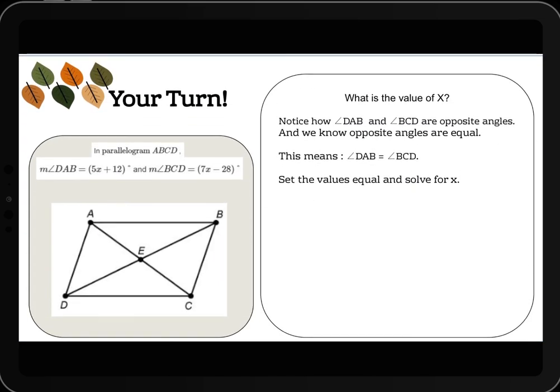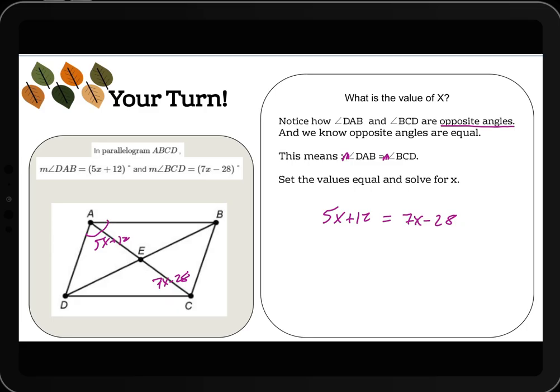Okay, in this last example, we're told that DAB is this angle right here. So DAB is the entire angle, 5x plus 12, and BCD is 7x minus 28. We have to, of course, set these equal to each other because these are opposite angles, right? Opposite angles are going to be congruent to each other. In this case, we're going to say measures because they're equal. So we take 5x plus 12, and we set that equal to 7x minus 28, like so.